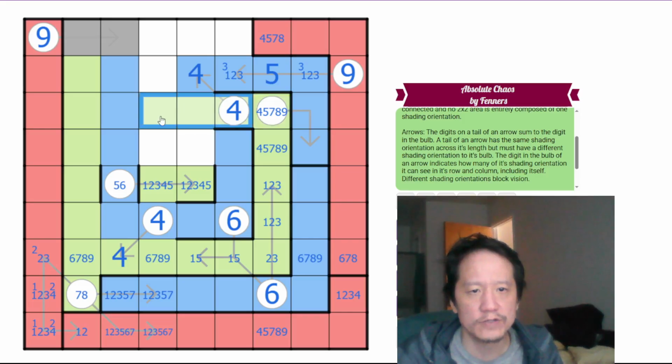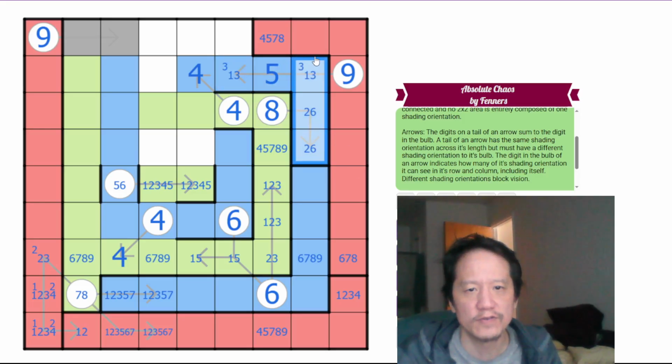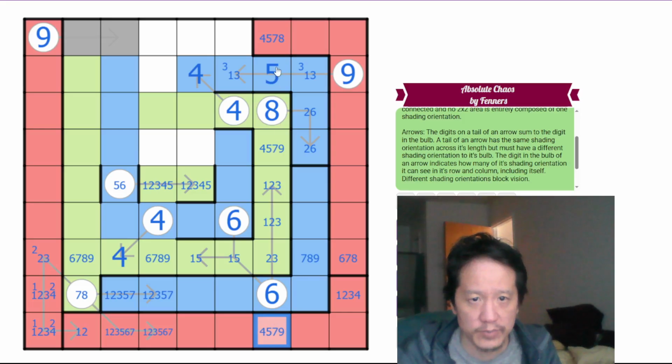So we see 1, 2, 3, 4, 5, 6, 7, 8. So this sees 8. This has to be 1 and 3. This must be the same region, so this must be 2 and 6, because it sees 1, 3, and 5. This is 2 and 6. This can't be 6. This can't be 8. No 5 either. No 5 or 8.